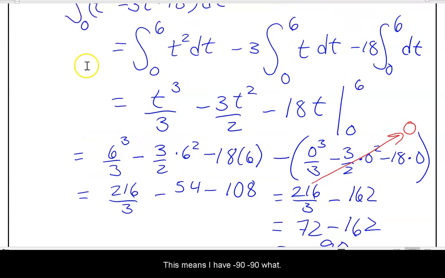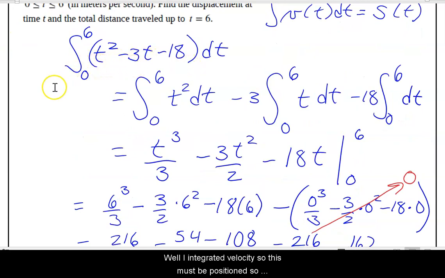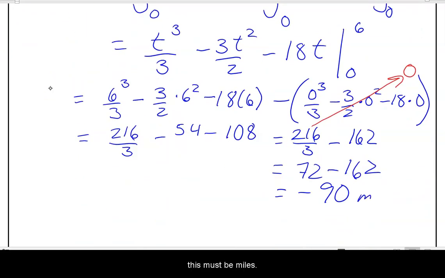Negative 90 what? Well, I integrated velocity, so this must be position, so this must be miles. What does that mean? In the sense of Denver versus Colorado Springs, if I started in Denver, the negative 90 means I must now be 90 miles south of Denver. It's negative because I traveled in the negative direction, which on a north-south line would be south. This is my net displacement. This is where I ended up. It is not, however, the total distance.